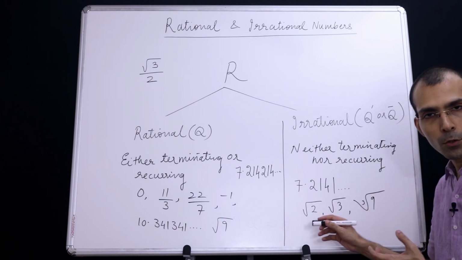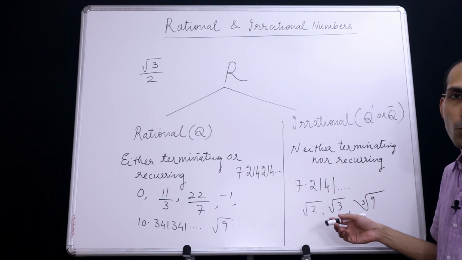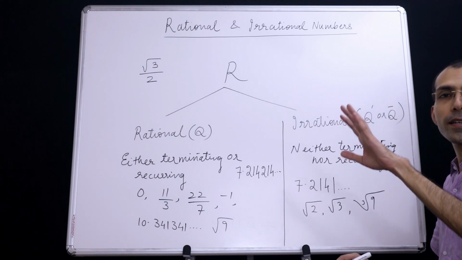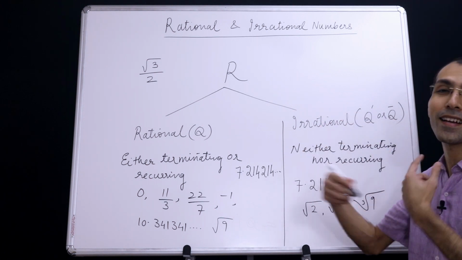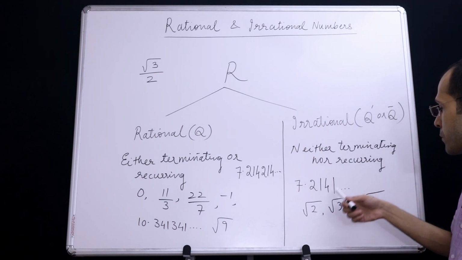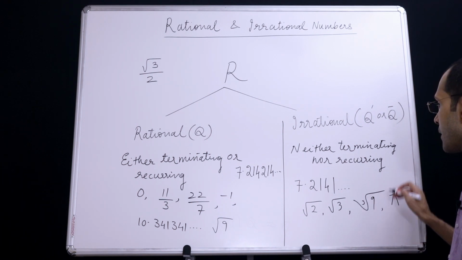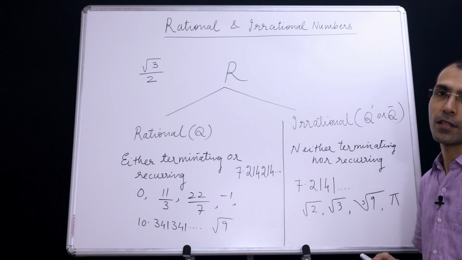But something like cube root of 9, square root of 2, square root of 3, all these things would be irrational because if you try to find it out, the square root of 2, on a computer program, it will neither terminate nor recur. So square root of 2, square root of 3, cube root of 9, then pi, these are all irrational numbers.